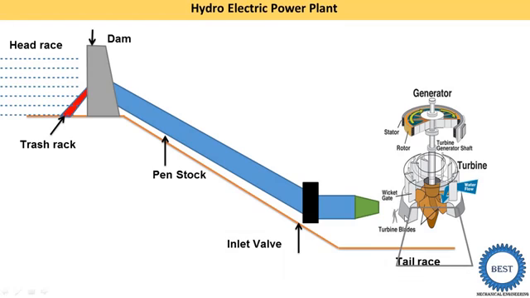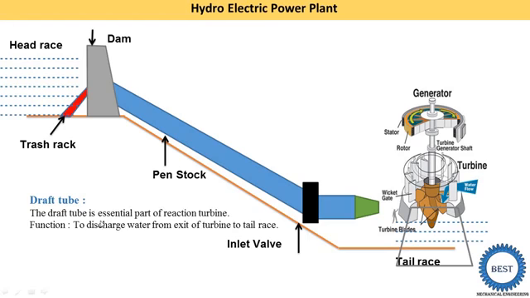Now water is coming out from this turbine. So at the outlet of the turbine we put one component, and this component is known as the draft tube. Okay, the draft tube is generally used in a reaction turbine. It is not used in an impulse turbine. The draft tube is an essential part of the reaction turbine, and it discharges the water from the exit of the turbine to the tail race. If you want to learn about draft tubes in detail, then go to the i symbol on the top right of the screen, click there and watch the video.